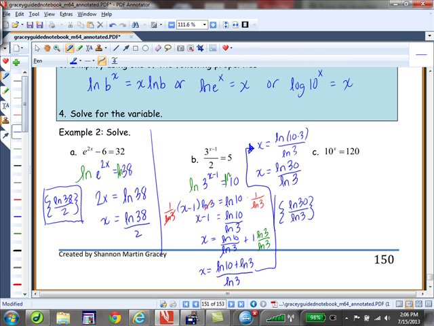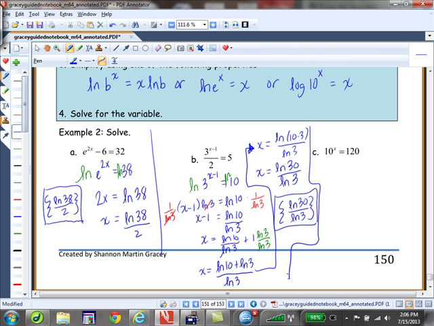Again, you have to be careful with your properties of logs. There's no property for the quotient of two logs. There is a property for the log of a quotient. All right? But this is the final result.